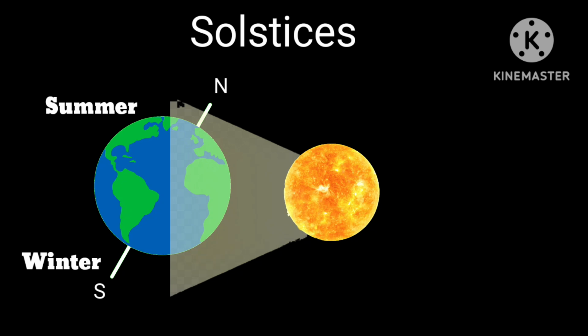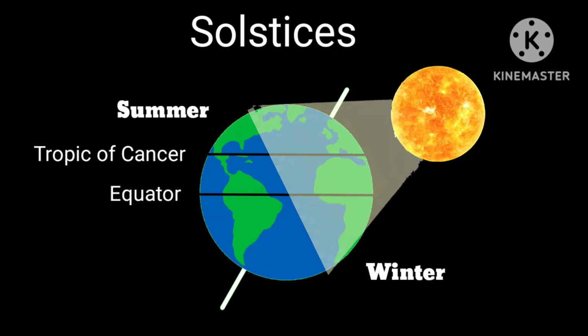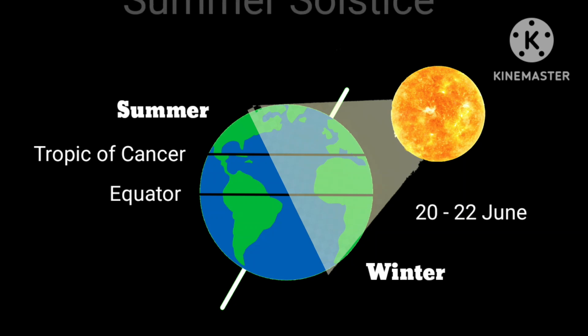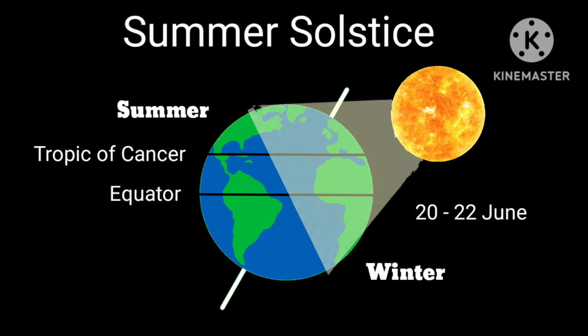It's summer in the Northern Hemisphere. At this time, the Sun is directly above the Tropic of Cancer in the Northern Hemisphere. This generally happens between 20 and 22 June, and this is called summer solstice. And it is a time when we have the longest day in the Northern Hemisphere.